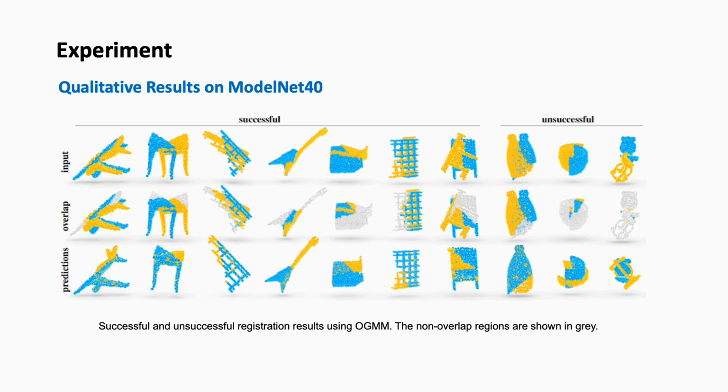The second most frequent unsuccessful cases involve point cloud pairs with repetitive local geometric structures. GMM clustering underperforms because features of similar structures in different locations have a small distance in the feature space.